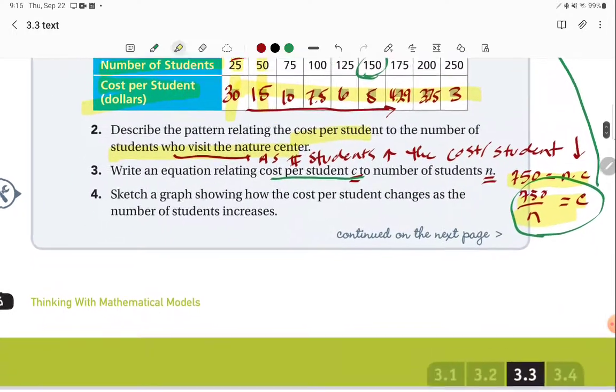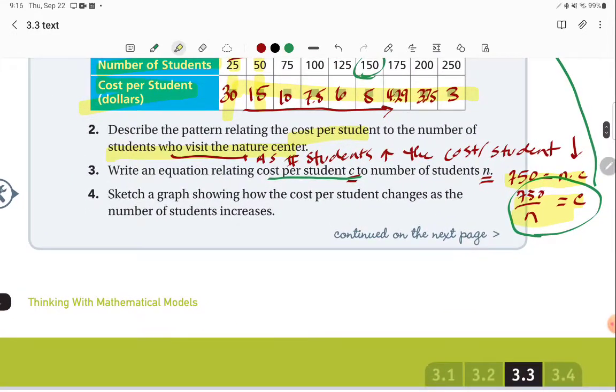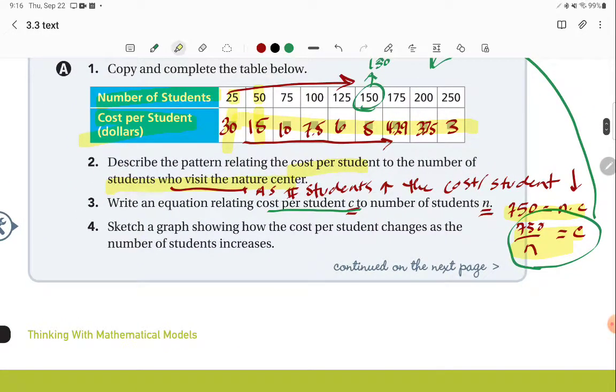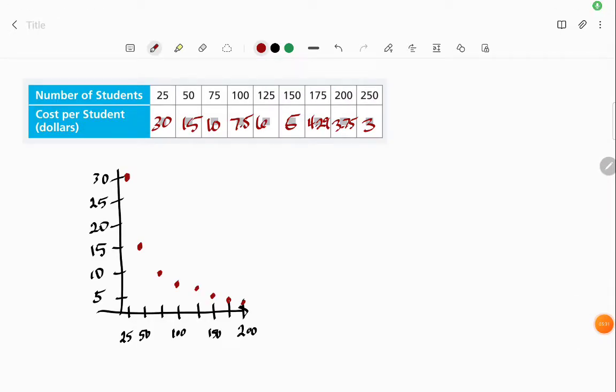Number 4, let's go ahead and sketch a graph showing how the cost per student changes as the number of students increase. So if you haven't done this yet, pause the video and do this in your notes. Okay, so here we have our graph with our table. This relationship should look familiar.